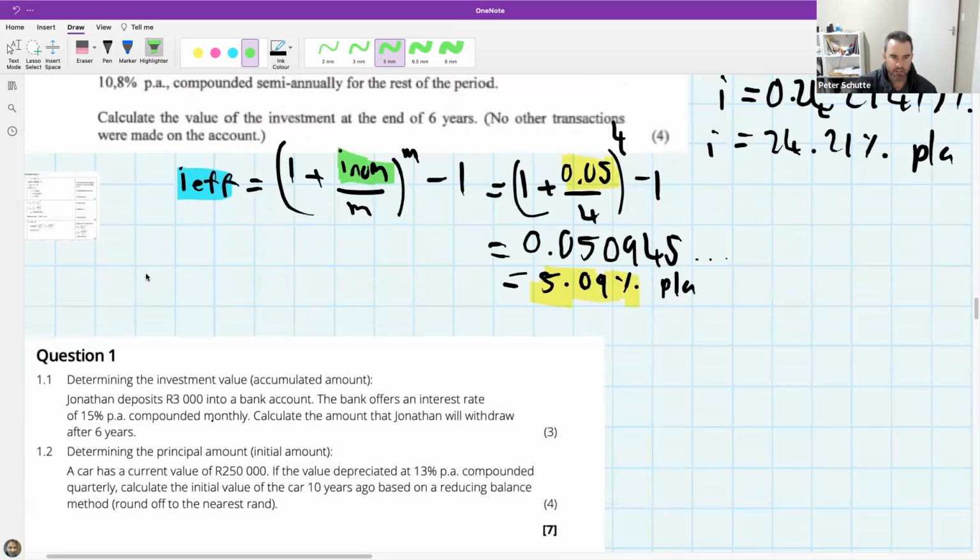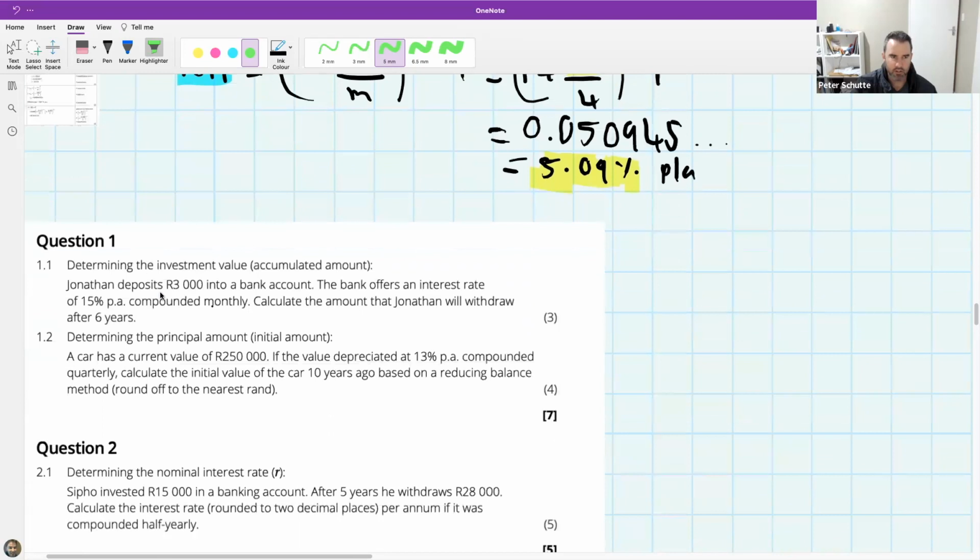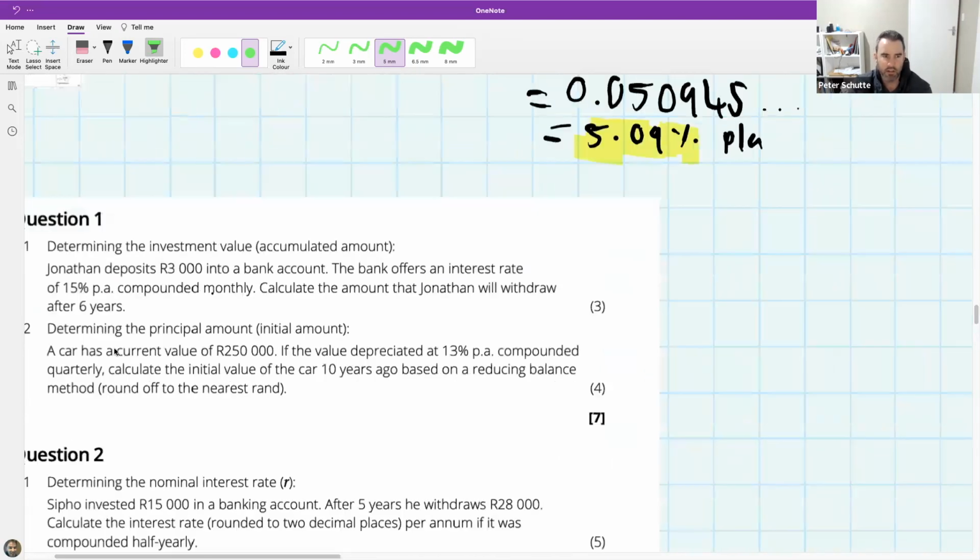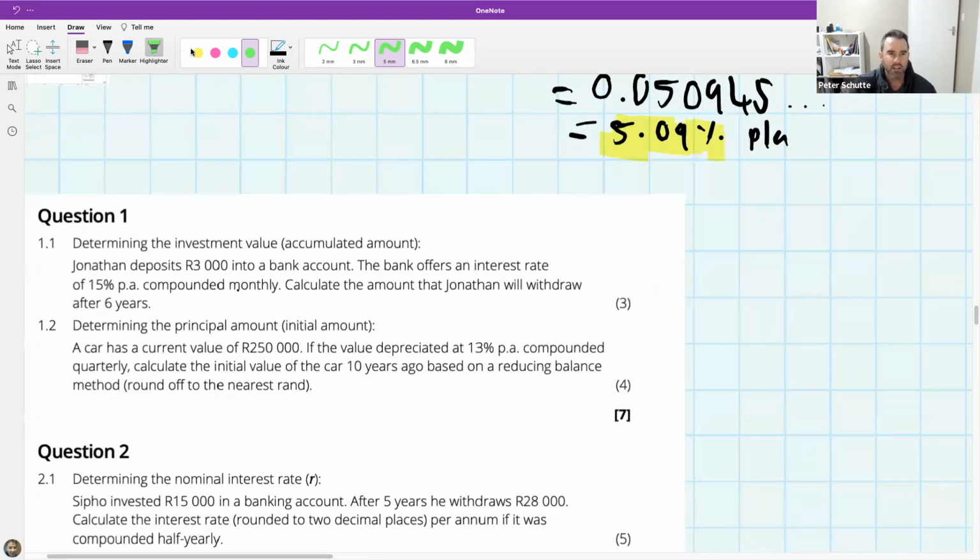Okay, let's do another question. It says here, determine the principal amount, the initial amount. A car has a current value. So this is not the initial value, this is the current value. If the value depreciated at 13% per annum compounded quarterly, calculate the initial value of the car 10 years ago based on the reducing balance method.